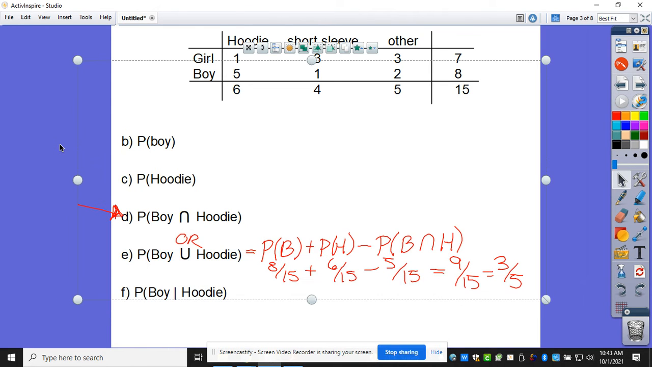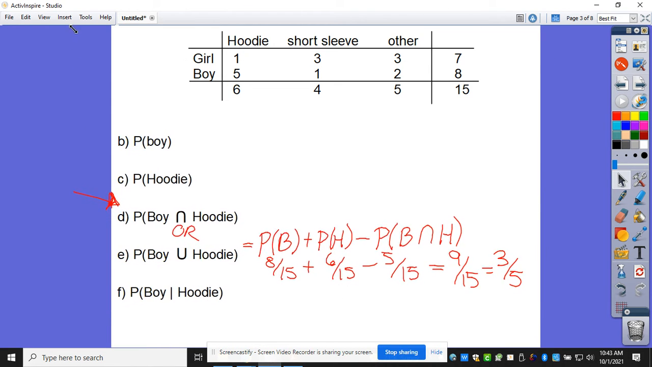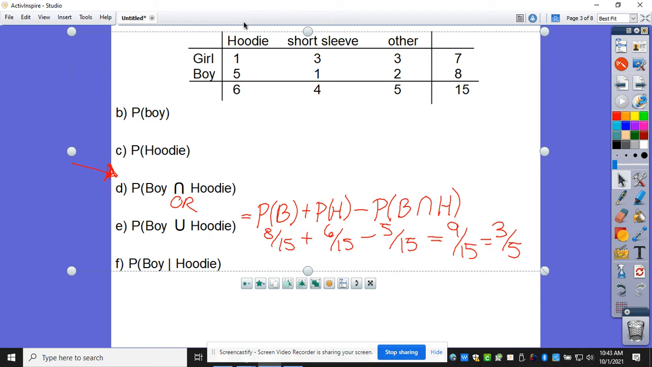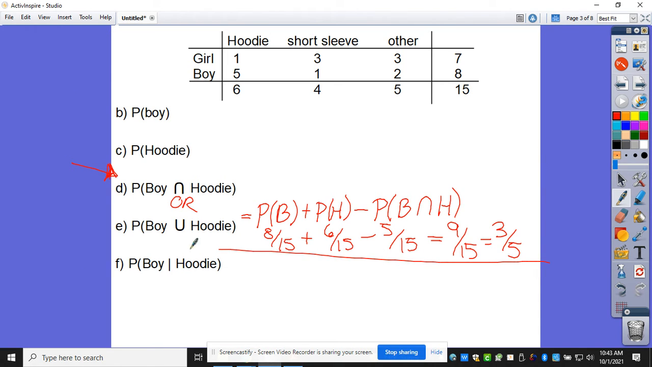So most of you can easily explain to me what conditional is, and then you try to think about what goes where and you confuse yourself. It is under the condition that we are dealing with what? With this one. What's my condition? So I'm only dealing with this, right? So it's only out of the hoodies.